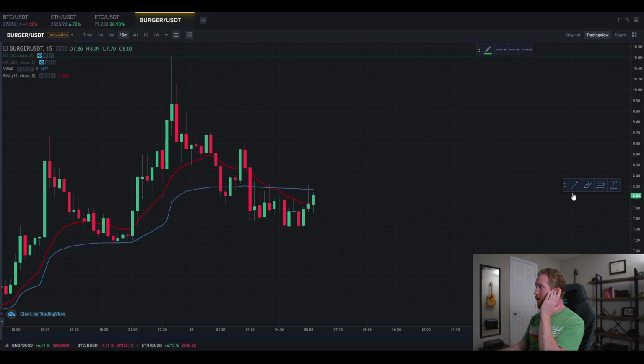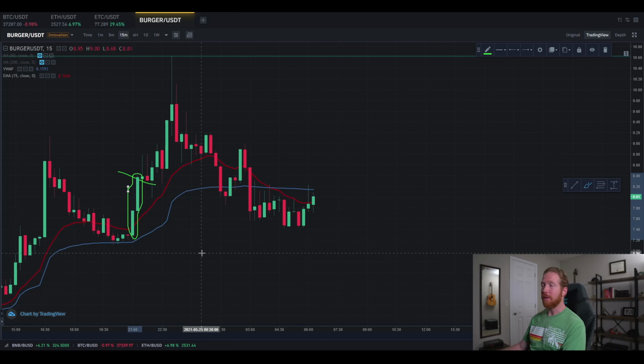And here's an example. See this here? See the price came back down below. Not a good entry, not a good entry. There's 1 solid green bar and 2 solid green bars. So I'd probably take an entry right here because I got the 2 green bars closing over VWAP and EMA.